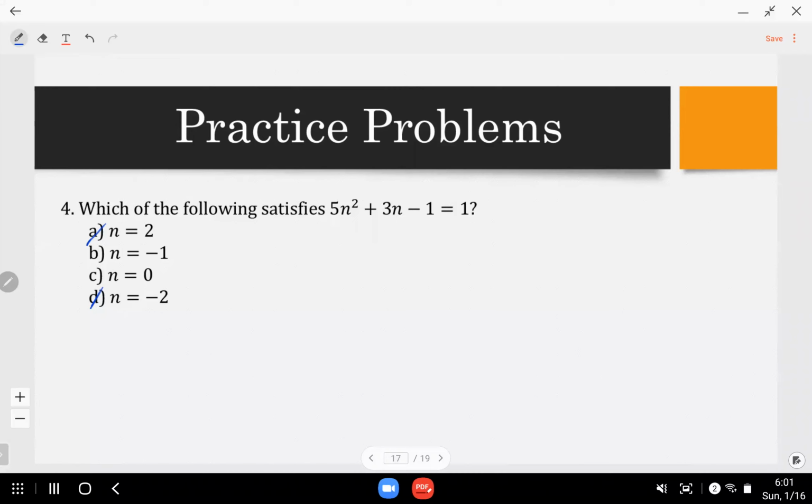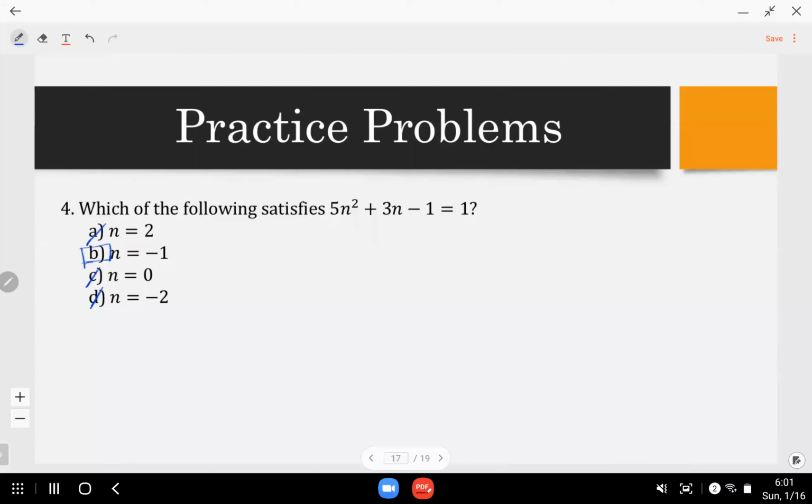So n squared, 0 squared is going to be 0, multiplied by 5 is going to be 0, then 3n is also going to be 0 because they're all multiplied by 0, right? Anything in here multiplied by n or 0 is going to be 0. So you're going to be left with -1 is equal to 1, which is obviously not the correct answer, so you're going to be left with B.